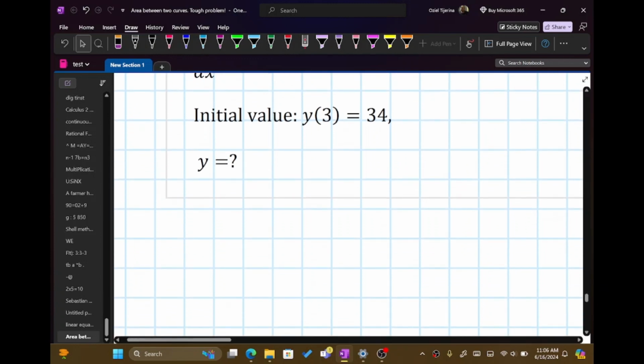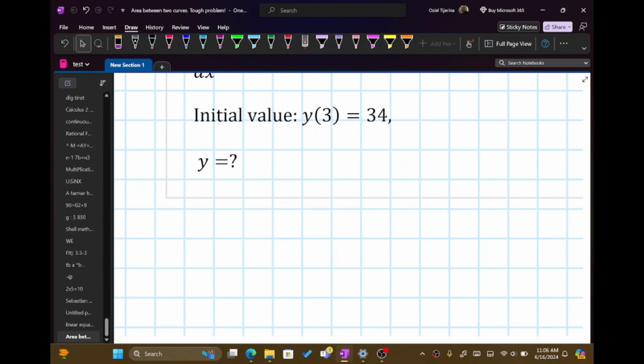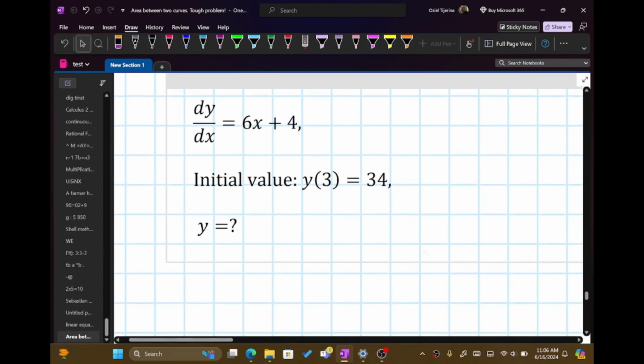This does have to do with integration and kind of like differential equations. I do want to give a disclaimer that I do not do differential equations. They never taught me that in Calculus 1 or Calculus 2, and I never took differential equations in college. So I just want to make that very clear, but I do know how to do this.